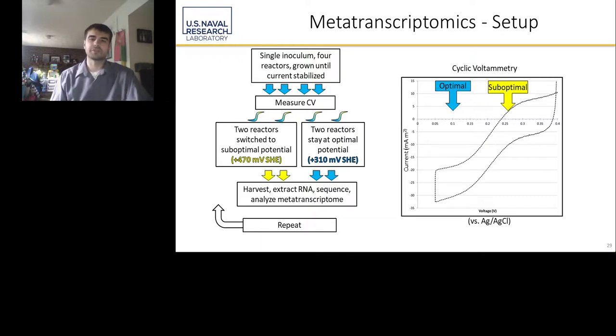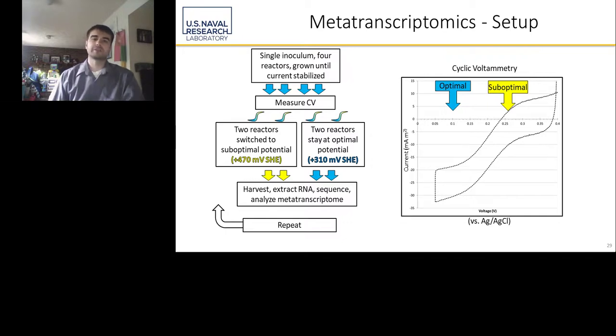So I normally just use the standard hydrogen electrode, but we leave one set of reactors at 310 millivolts, and then we change 2 of them to 470 millivolts, which is a much less favorable potential for them to grow, because they get less energy from the oxygen reduction reaction, which is at 810 millivolts, and it takes them more energy in order to get the reducing equivalents they need for CO2 fixation. So it makes it a lot harder for them to grow when we put them at the higher potential.